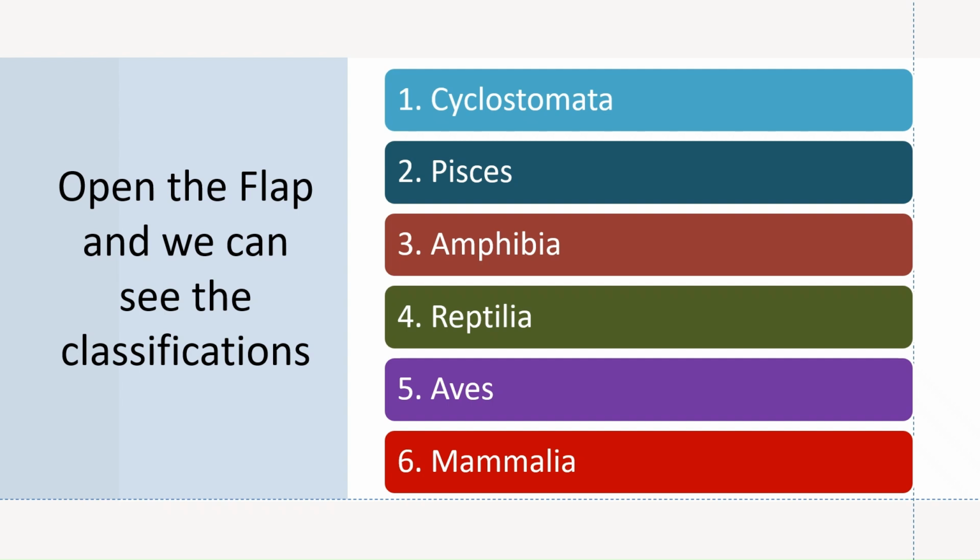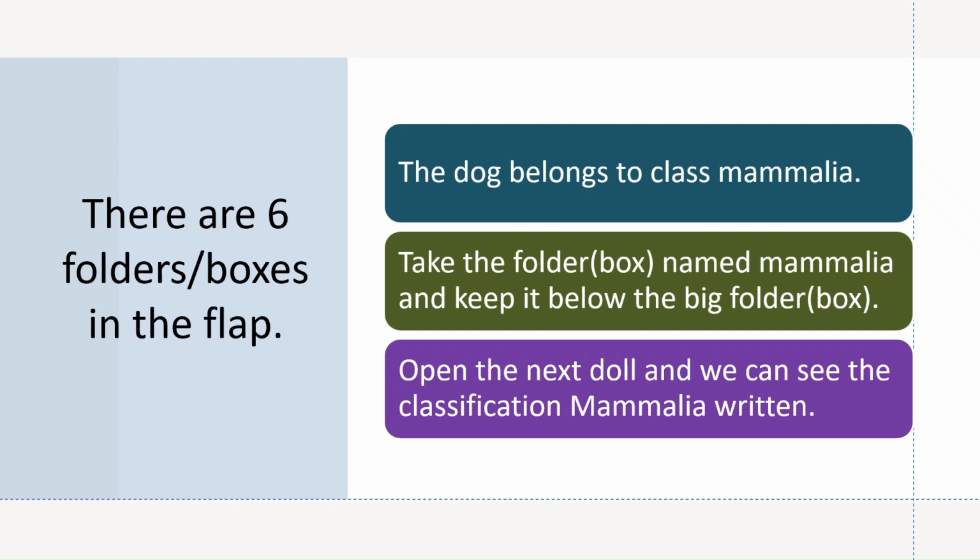First, Cyclostomata. 2. Pisces. 3. Amphibia. 4. Reptilia. 5. Aves. And 6. Mammalia. There are 6 folders in the flap. The dog belongs to the class Mammalia. Take the folder named Mammalia and keep it below the big folder.